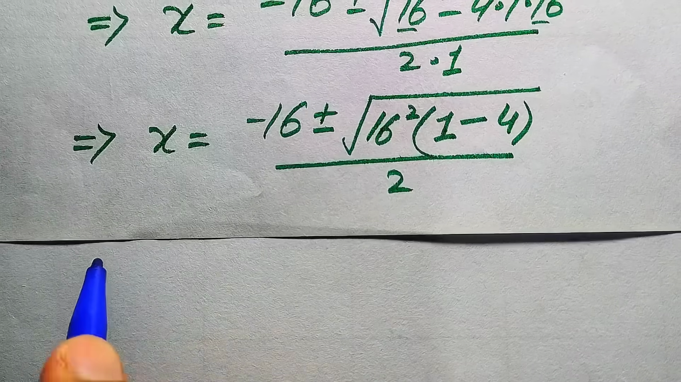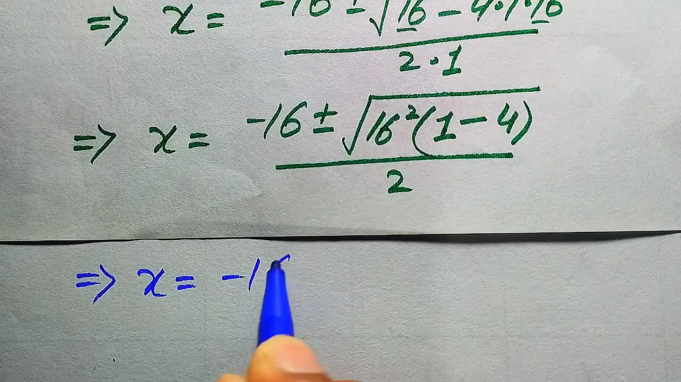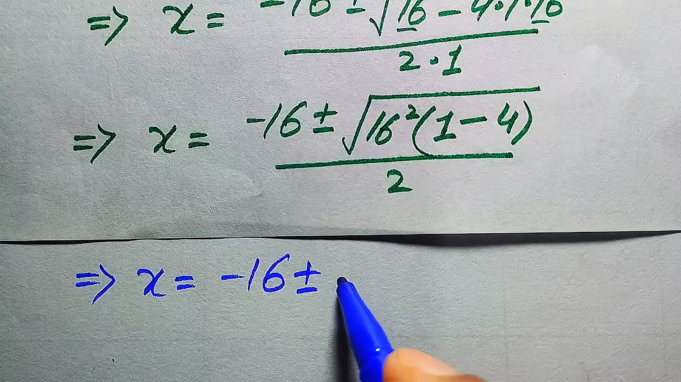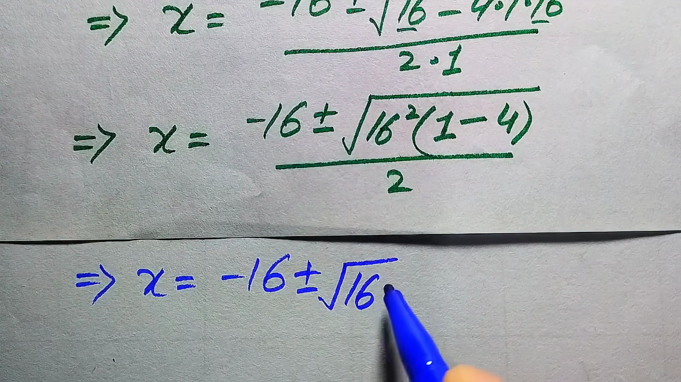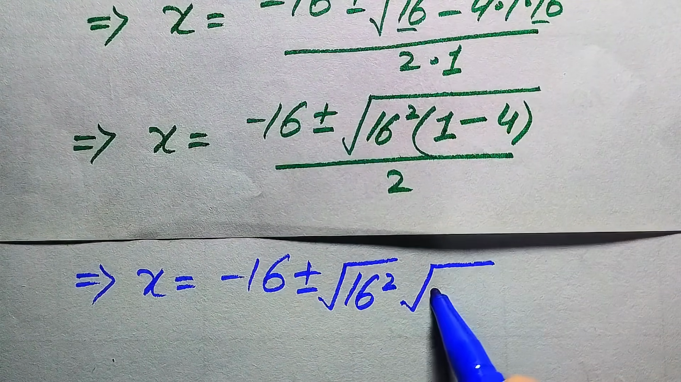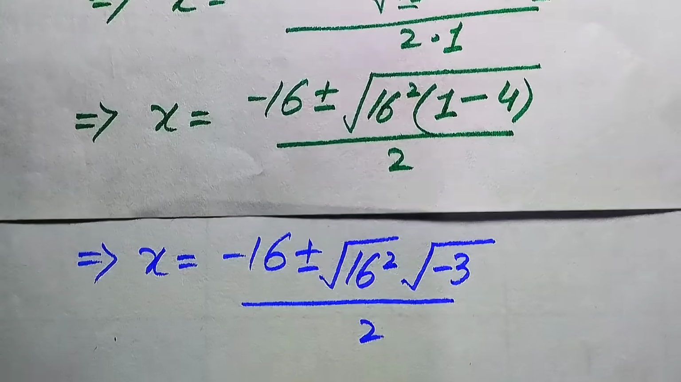And now in the next step we need more simplification and it will be written as x equals minus 16 plus minus, here we apply the square root sign separately on both of these two values, and it will be written as square root of 16 into square root of 1 minus 4, which becomes minus 3, and it is divided by 2.